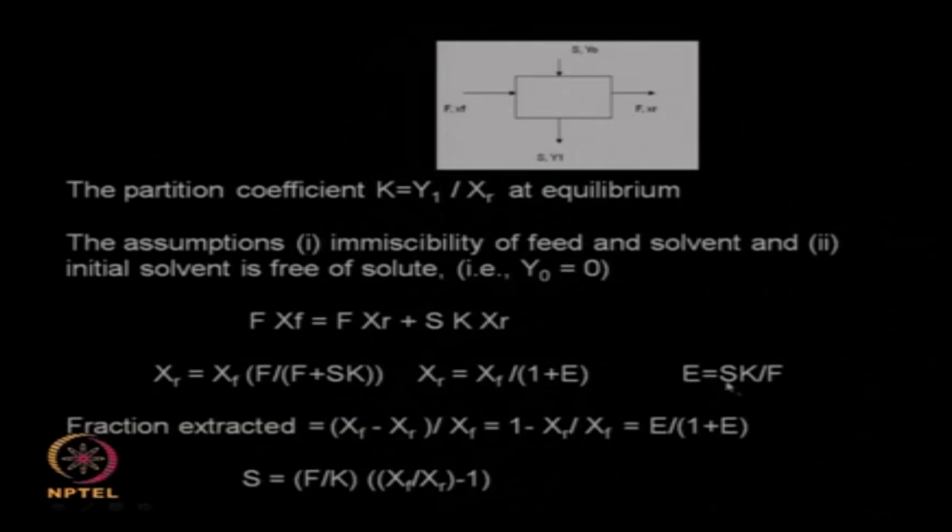So if K is large, most of the solute will be extracted into the solvent, because E also will be large, correct. If you see this equation, E is equal to Sk by F. So if K is very large, E also is going to be very large. So you select a solvent so that your K is very large.